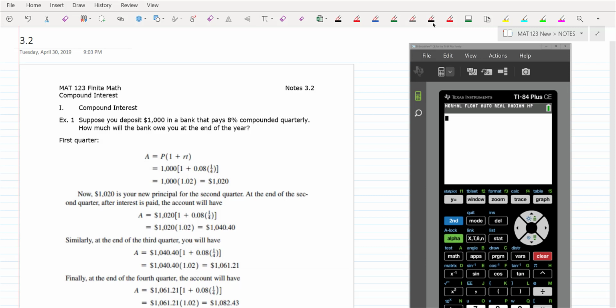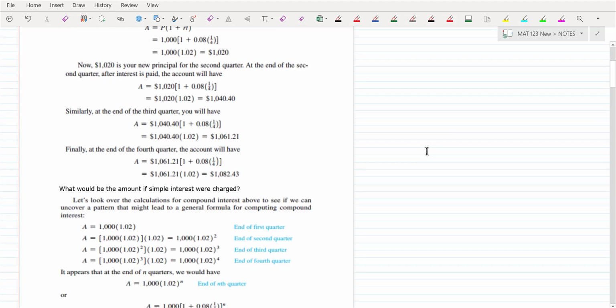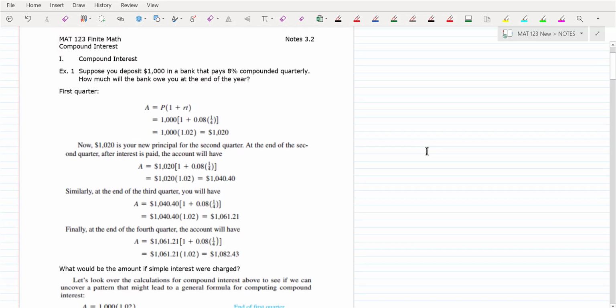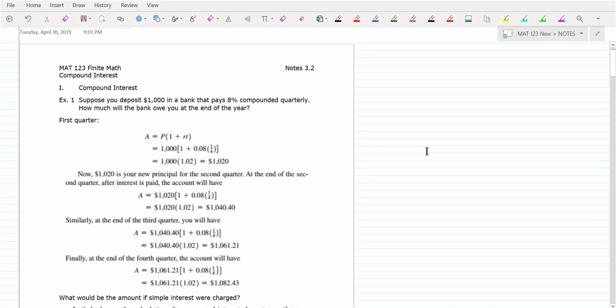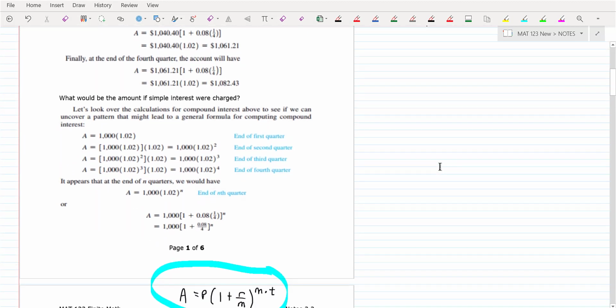Using your calculator a whole lot. So you want to get your calculator out during class so you can run through some of these things with me. To begin with, on the first page of 3.2, I'm actually not going to do much with that. I'm going to move on. That's more or less showing you how the compound interest formula develops out of the simple interest formula. So I'm not going to do too much on that.